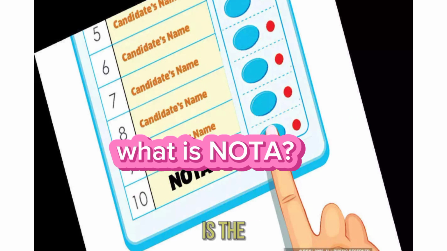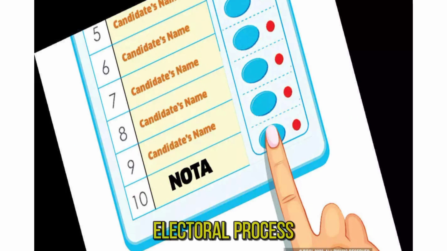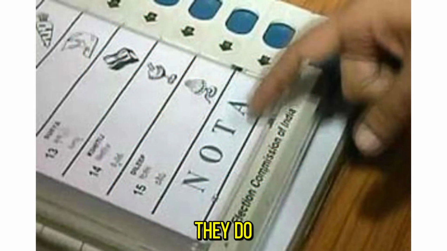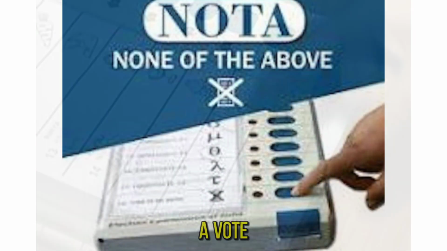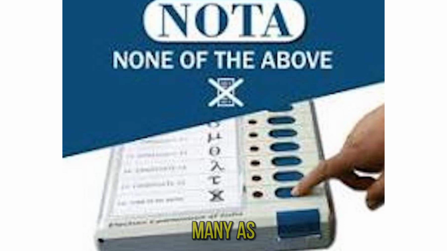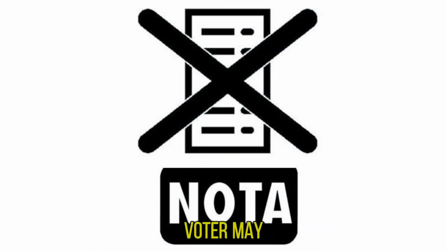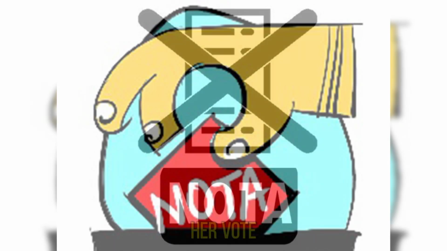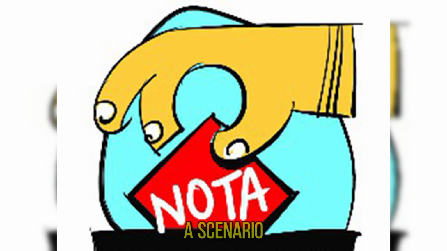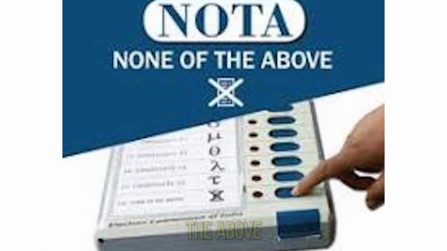NOTA. NOTA is the option available in the electoral process to the voters in case they do not think that any of the candidates contesting the elections are worthy of a vote. This is termed by many as a game-changer option. There may be such cases where the voter may think that none of the candidates contesting the election are worthy of his/her vote. For such a scenario, the Election Commission of India has introduced the option none of the above, NOTA, in the electoral process.